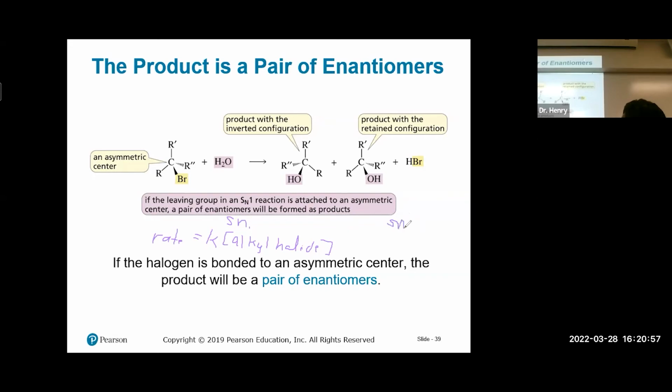For SN2, the rate is going to be dependent on what? It's going to be dependent on the concentration of the alkyl halide and what? That's right, that was the only thing that's left.